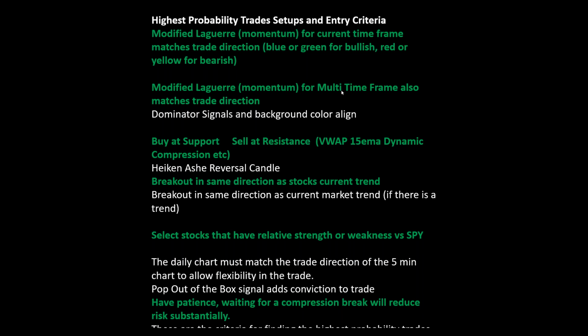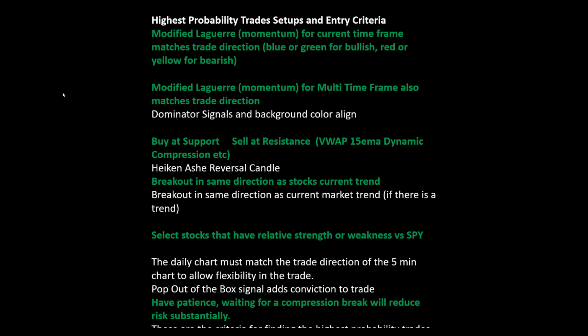We have the current time frame. This is the multi-time frame. And it also needs to match the direction. So you would need blue or green for the current time frame, and blue or green for the multi-time frame. They need to be the same colors. And we would be looking at Dominator signals and background color as well.